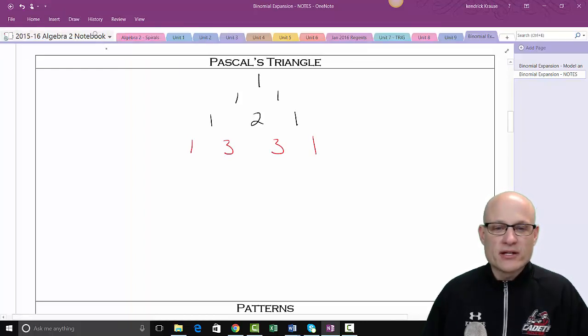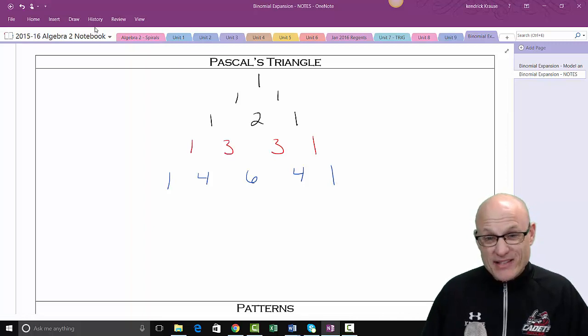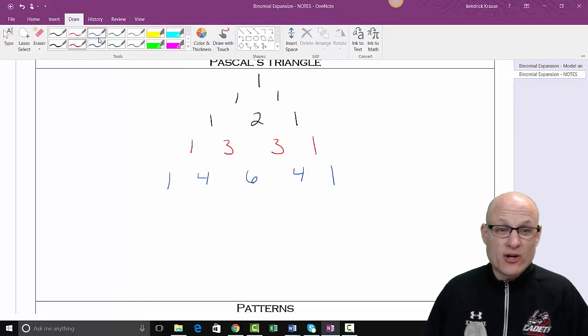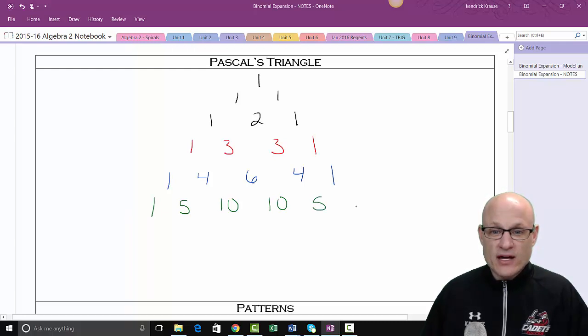Anybody see the pattern yet? 1, 4, 6, 4, 1. Pascal's triangle. I personally don't like this. I don't like using this because this takes forever to draw out. 1, 5, 10, 10, 5, 1.